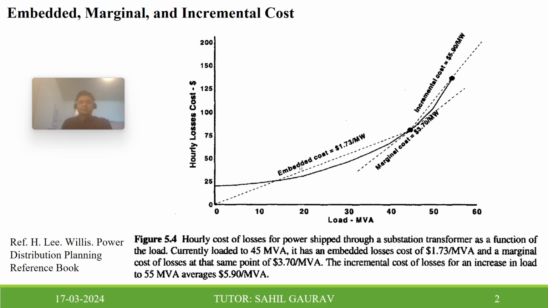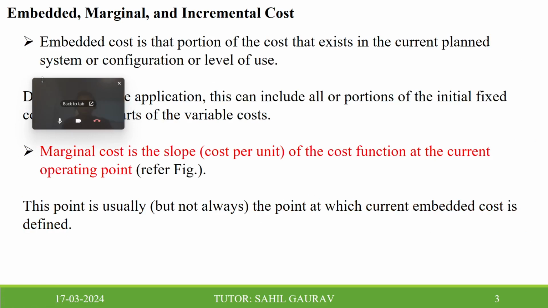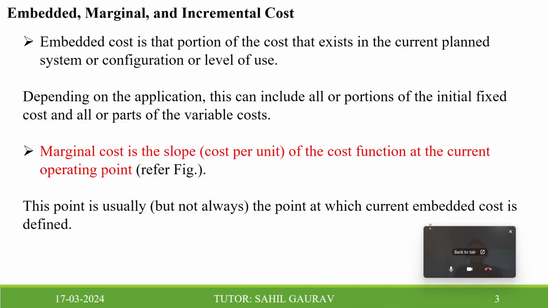From this figure, embedded cost represents more like an average, while marginal cost refers to a certain point, while incremental cost refers to a step change, a step up or step down. If you have a level change, then it refers to incremental cost. So let us see the definition. Embedded cost is that portion of the cost that exists in the current plant system or configuration or level of use. Depending on the application, this can include all or portions of the initial fixed cost and all or parts of the variable costs.